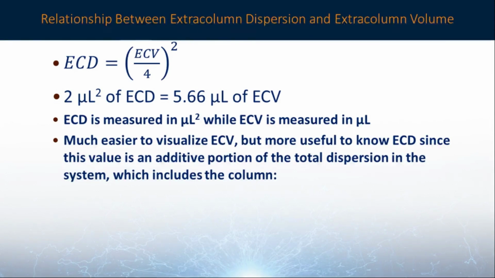It's much easier to visualize ECV, but it's more useful to know ECD since this value is an additive portion of the total dispersion in the system, which includes the column. This is the total dispersion in the system equation, and you can see that it consists of the pre-column dispersion, the dispersion from the column itself in the middle, and then the post-column dispersion.